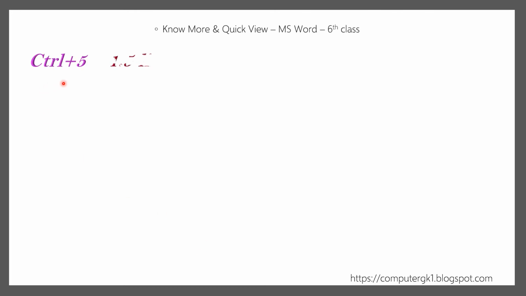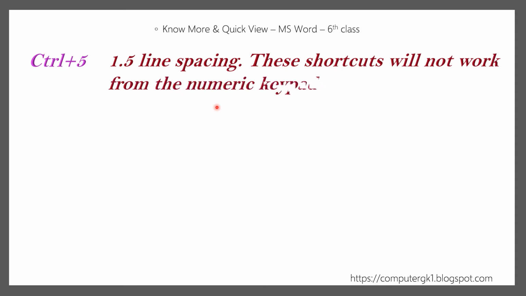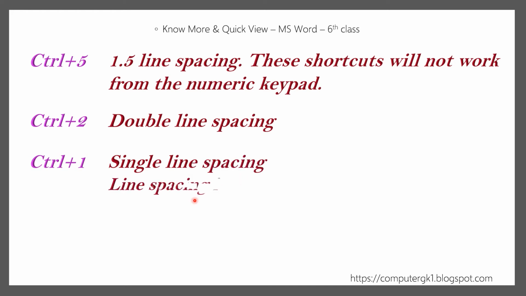Control plus 5, that means 1.5 line spacing. These shortcuts will not work from the numeric keypad. Control plus 2, that means double line spacing. Control plus 1, single line spacing.